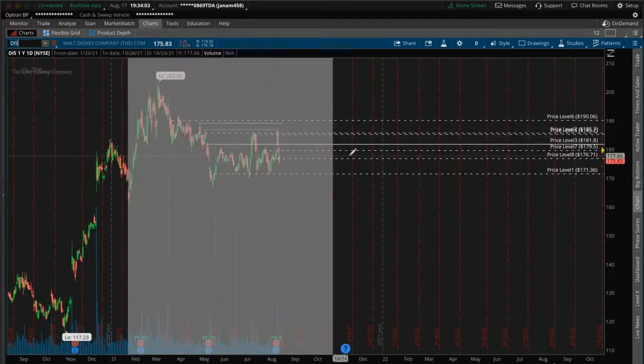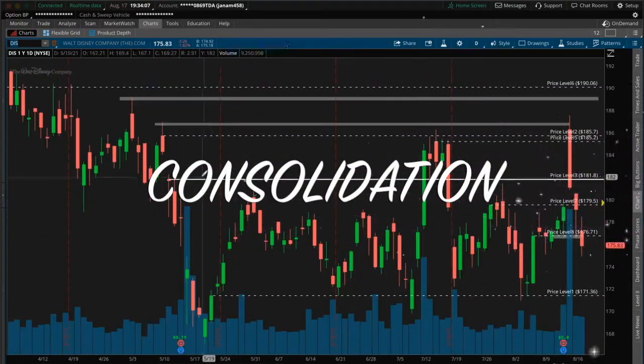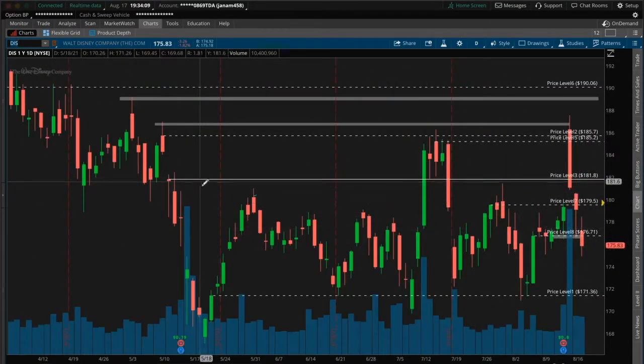And then we have Disney. Pretty nice consolidation example. Not too much price action apart from shorts at 182, buys at 171. Try to spike it a few times. Not really much else. Good consolidation.